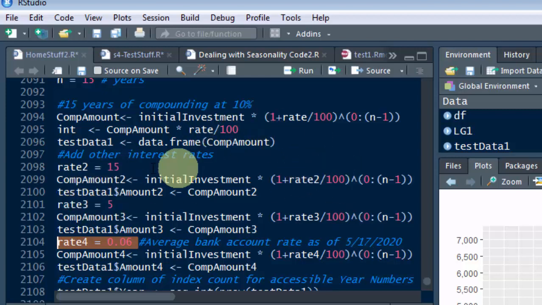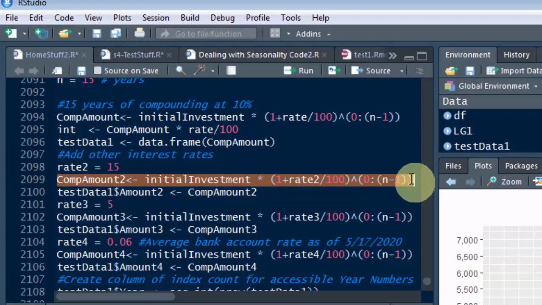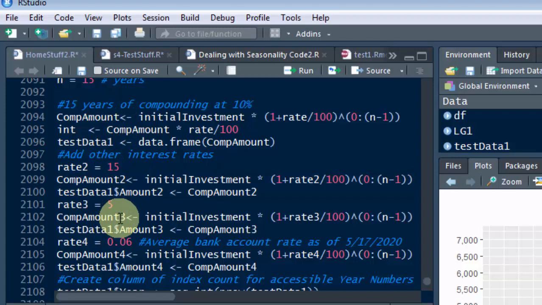Below that, in each one, I have the same code as I did above, the difference is I'm just using rate 2 instead of rate, and comp amount 2 instead of comp amount. And then I've got comp amount 3, rate 3 is 5. Same thing, 1 plus rate 3 divided by 100. The rest of that does not change. It's the same. And then I've also got rate 4, which is 0.06. You can see it right there. Comp amount 4, initial investment times 1 plus rate 4. You know, everything's the same there.